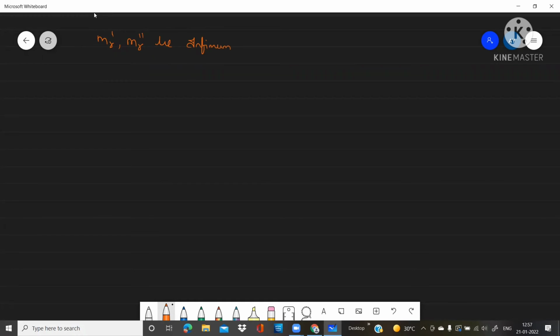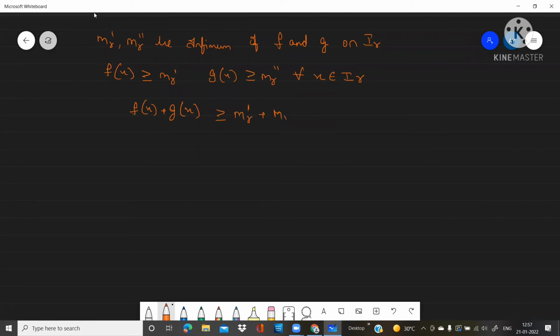Let m_r' and m_r'' be the infimum of the functions f and g on I_r, that is the rth subinterval. As we are talking about the infimum, f(x) will be greater than or equal to m_r', and g(x) will be greater than or equal to m_r'', for all x belonging to I_r. Now add these both. So f(x) plus g(x) is greater than or equal to m_r' plus m_r'' for all x belonging to I_r.